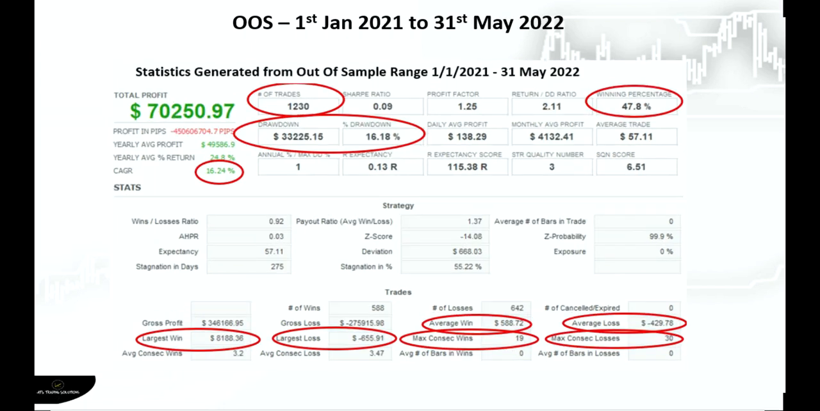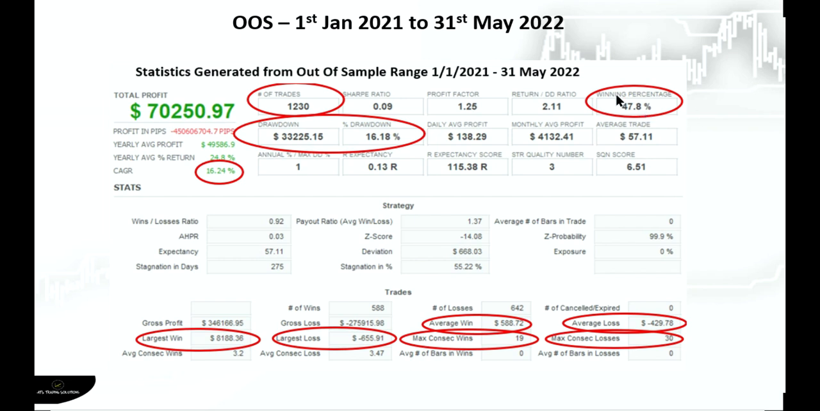Now let's look at the statistics generated from the more recent out-of-sample component of the backtest, from the 1st of January 2021 to the 31st of May 2022. Here we see that we have a trade sample size of 1,230 trades, which is significantly less than the prior out-of-sample component, but still fairly high and sufficient for us to draw some conclusions.